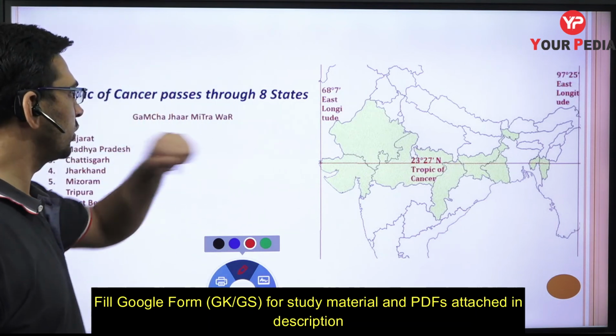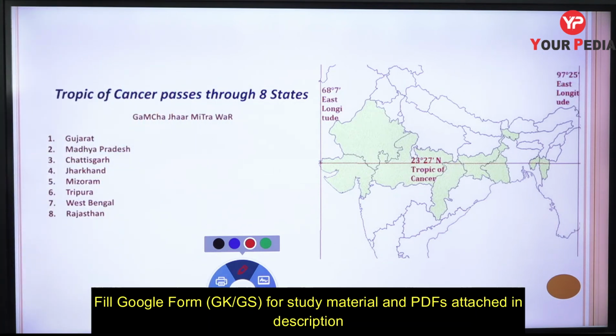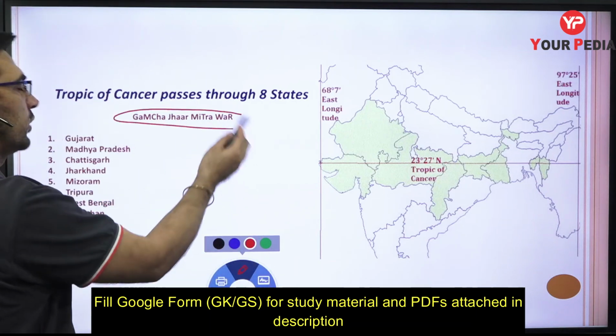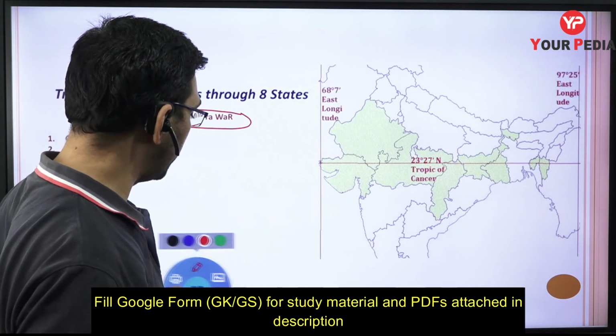So from this also you can remember easily. In these terms, GA: G for Gujarat, M for Madhya Pradesh, CH for Chhattisgarh, JH Jharkhand, MI Mizoram, TR Tripura, and WAR, that means West Bengal, and R stands for Rajasthan. If some of you can remember, then it is okay. This could be the mnemonic that makes it easy for you.